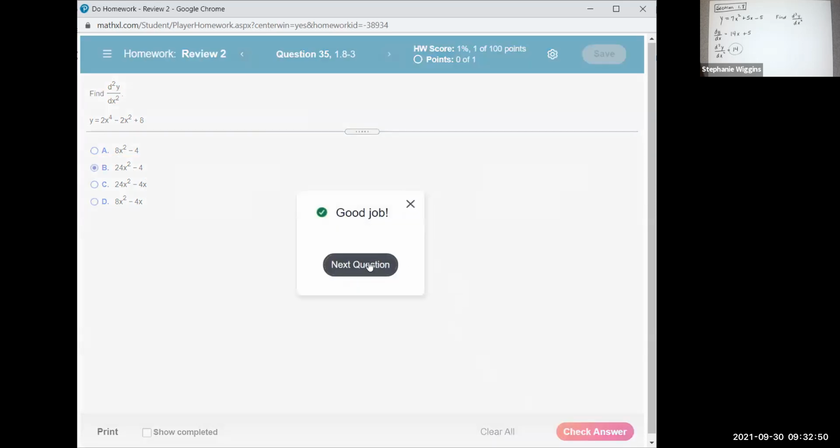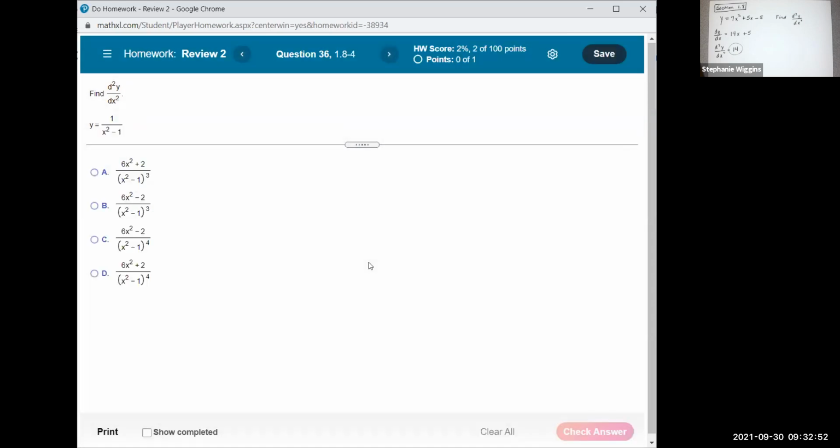These problems are all pretty much the same. I want to do this one for you because it practices the quotient rule, or you could use the power rule and then the chain rule. Let me show you how to do this one. It's a little bit more involved. This is number 36.